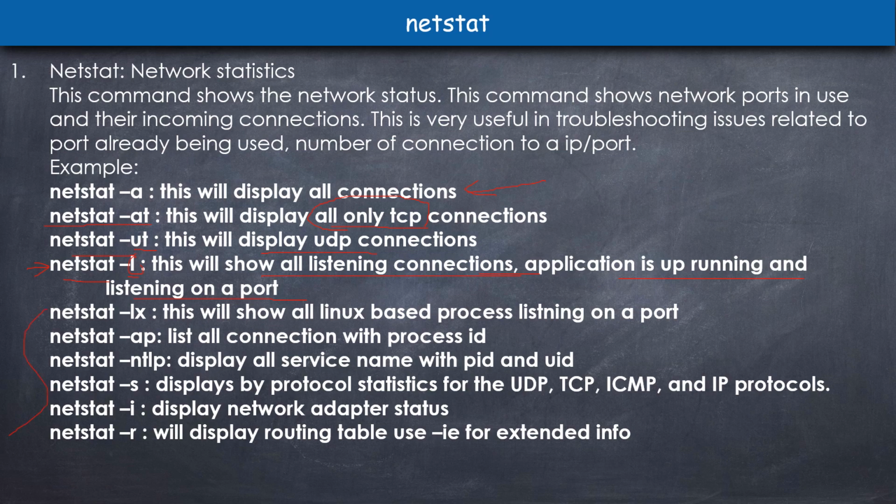Likewise, we have a lot of information here. Netstat -ap lists all connections with process ID. Netstat -tlp will give the service name, PID, UID, everything. Okay. So netstat -s will display the protocol statistics for UDP, TCP, everything related to protocols. This is a very useful command which you can use to troubleshoot issues related to ports or network connectivity. Okay. So let's move forward.